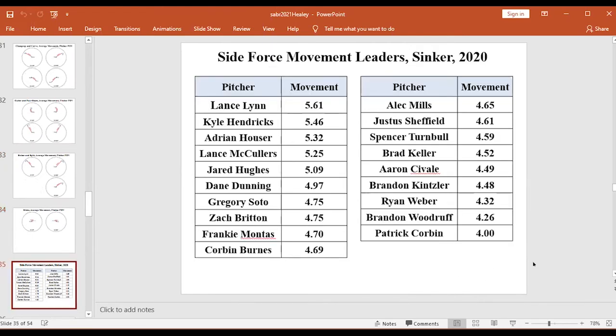And here we've got a table of leaders. These are the guys who had at least 4 inches of movement on the sinker in 2020 for the side force. And we see we've got Lance Lynn at the top of the list, and then a lot of the seam-shifted wake guys. You see Kyle Hendricks and Jared Hughes and Brad Keller.